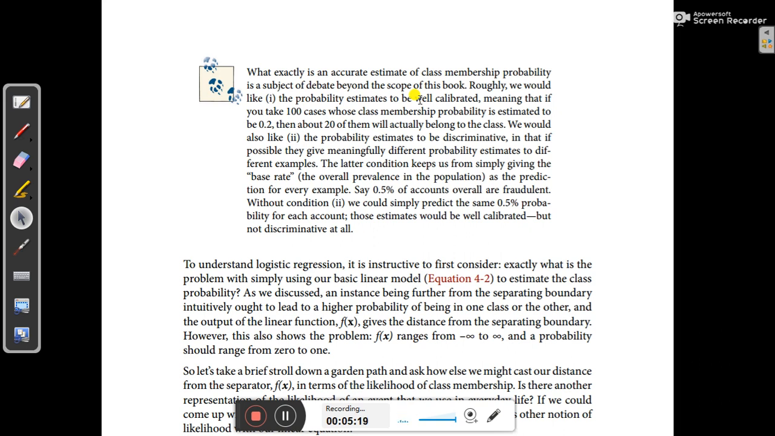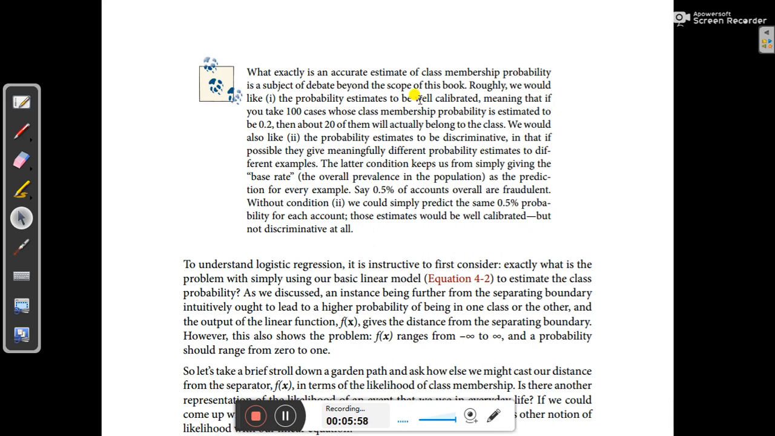However, this also shows the output f(x) ranges from minus infinity to plus infinity, and a probability should range from 0 to 1. So obviously it is confusing. When we use some boundary to separate two classes, then when any point is situated at a very high distance from the separating boundary, then obviously we can say that that point has higher probability of being in one class or the other, and the output of the linear function will be f(x), which gives the distance from the separating boundary.